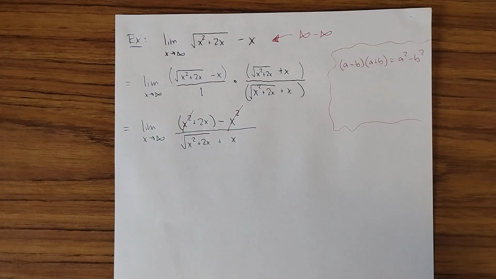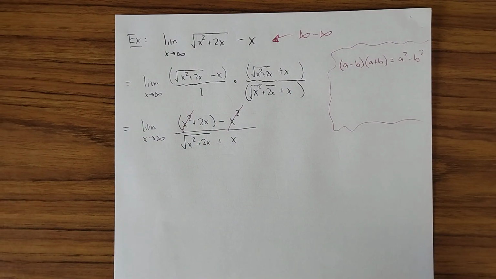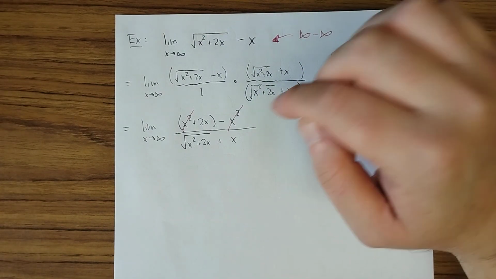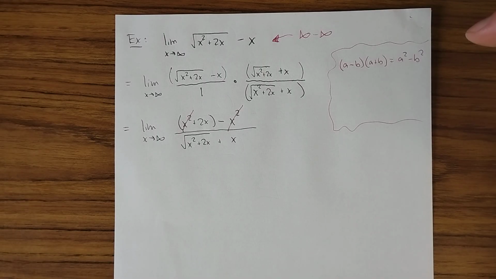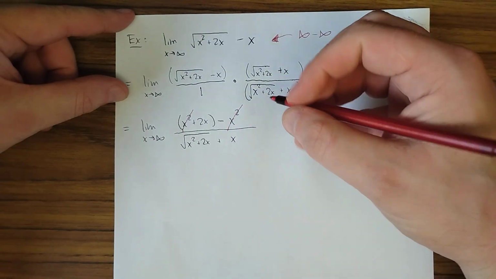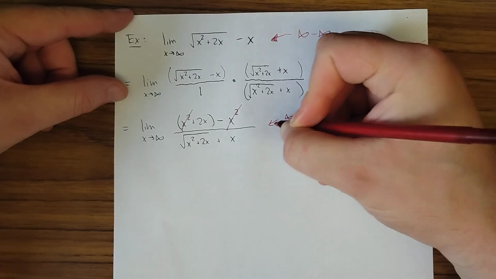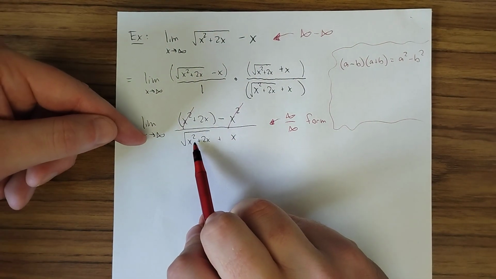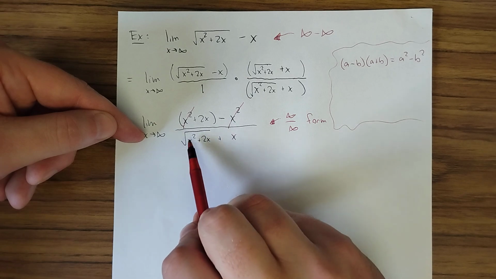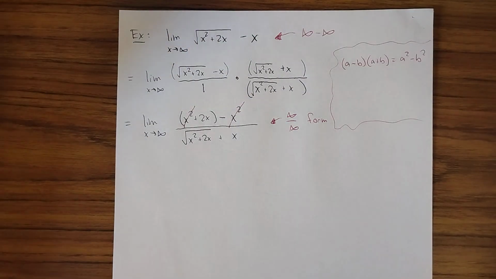So now I've got 2x, and I'm going to divide it by this stuff. This is an infinity over infinity form, right? Because x is going to infinity, so 2x is going to infinity. Also on the bottom, this is like the square root of infinity, so in other words, it's going to infinity, and I'm adding infinity, so infinity plus infinity is infinity.